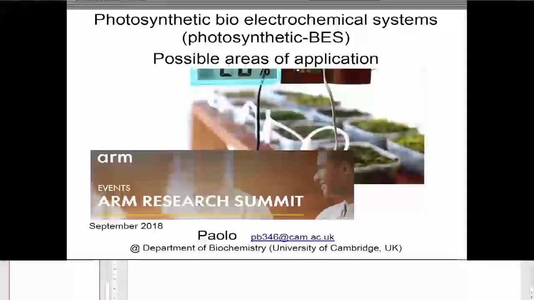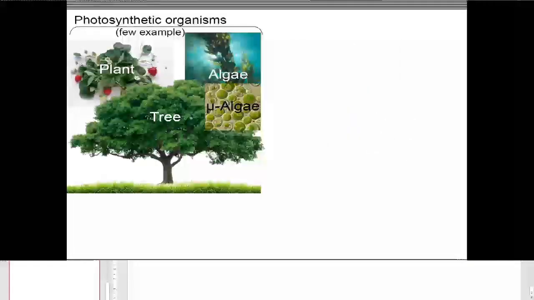However, I'll be focused on photosynthetic organisms, and more than telling you how, I want to tell you why we're doing that, whether there are possible applications for this technology. Let's start by defining photosynthetic organism.